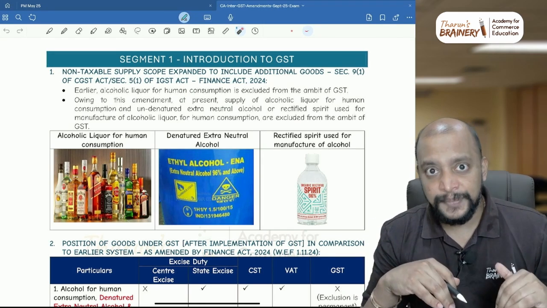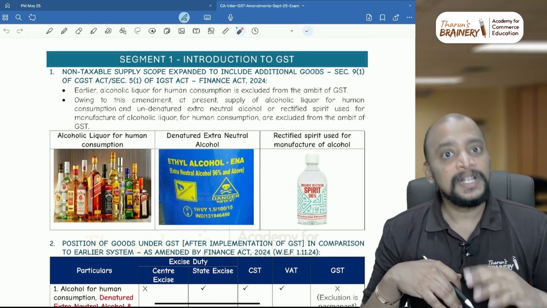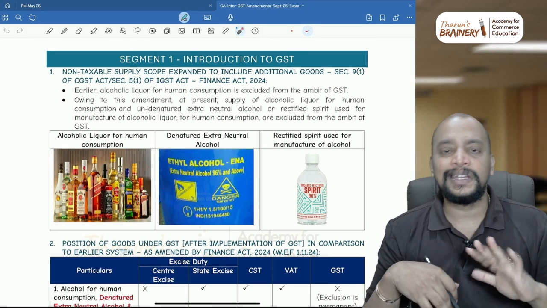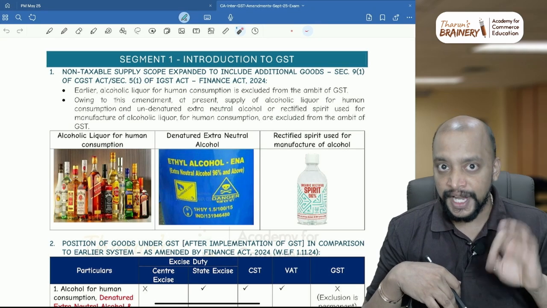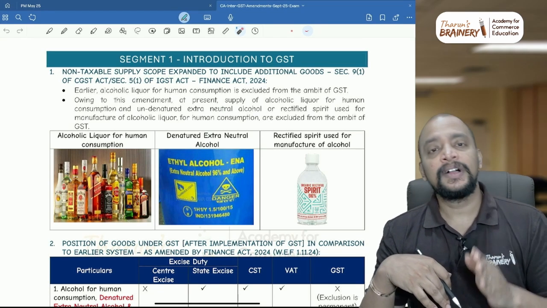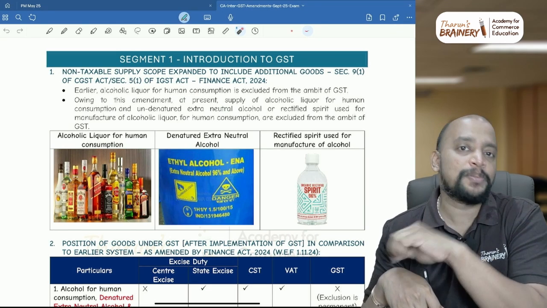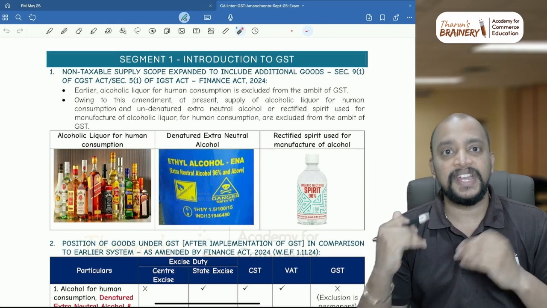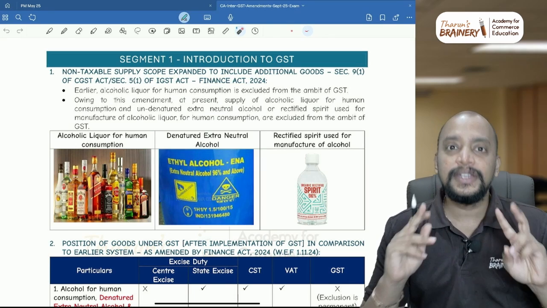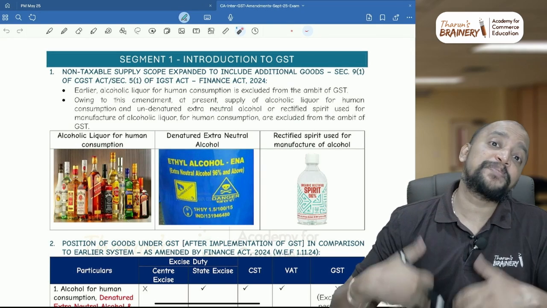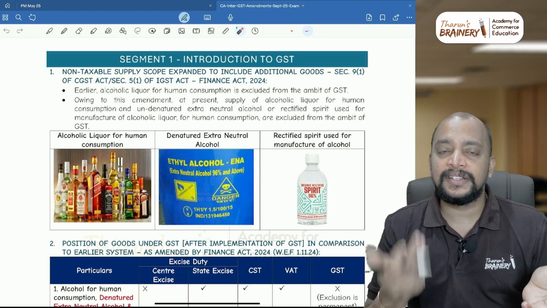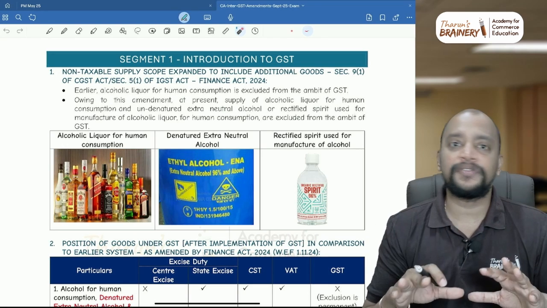For that reason, what government did now, they have amended section 9 through Finance Act 2024, but it is effective from 1st November 2024, because of which only it will be applicable for September 25 exam for the first time. And these two goods are also kept under non-taxable, which means on this there is no levy of GST.